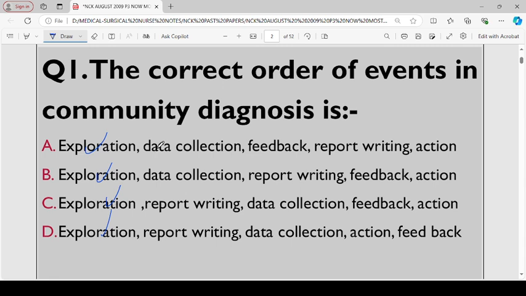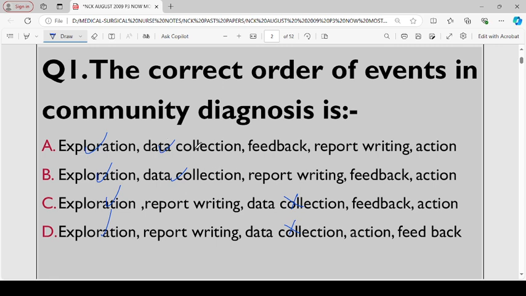And you can see option A and B have that as the correct step, right? So you can see here data collection is coming later here, right? So that means option A and B, one of them should be the correct answer. Step number 8 is all about report writing, where we have an initial preliminary report before you give feedback to the community to get their input, right? Then from there you do the action, and then lastly you evaluate.